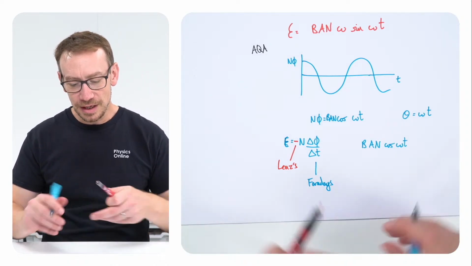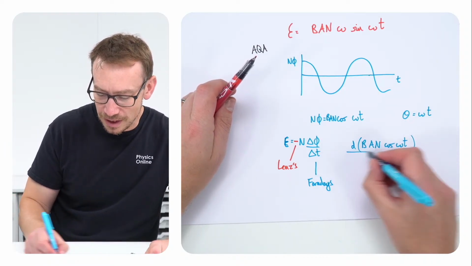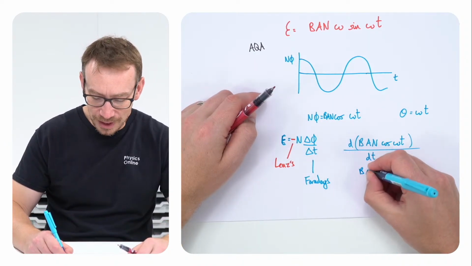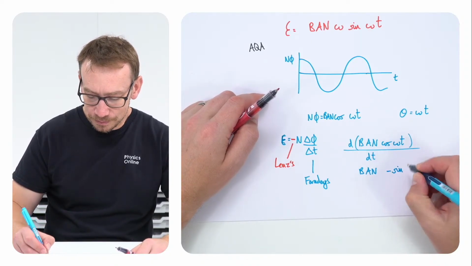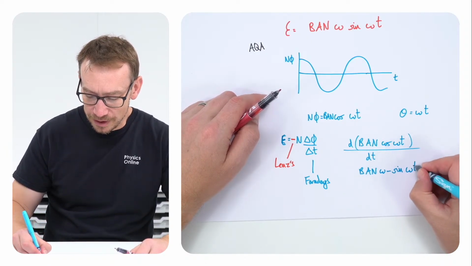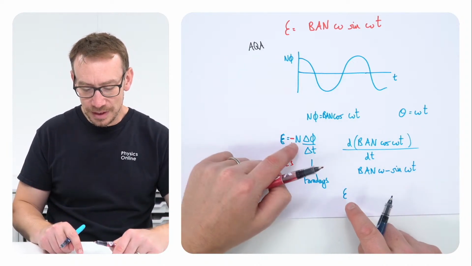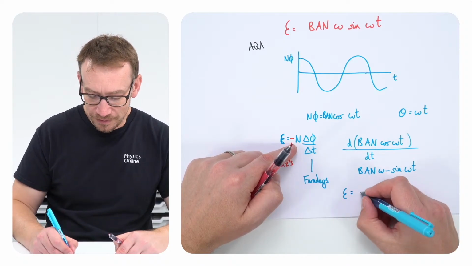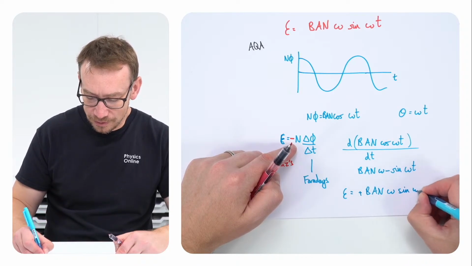If we look at d of BAN cos omega t, we differentiate that with respect to time. The bit in front stays the same, so that's BAN, and the cos becomes a minus sine, and because we've got omega t, we bring the omega in front, and we still have omega t. So of course the EMF is the negative of this, and because we've got a negative symbol there, the EMF is the positive value of BAN omega sine omega t.